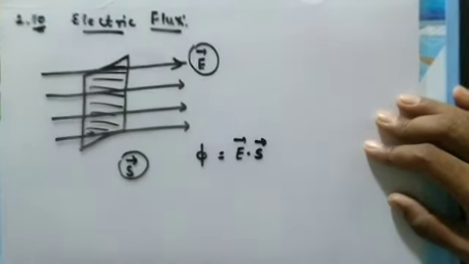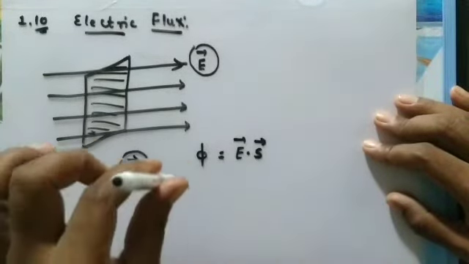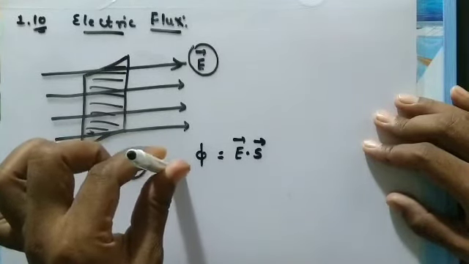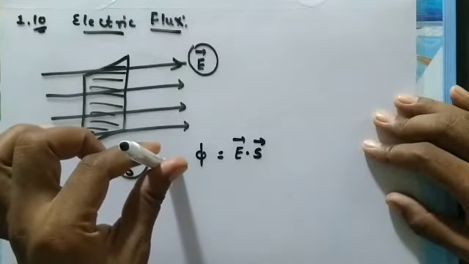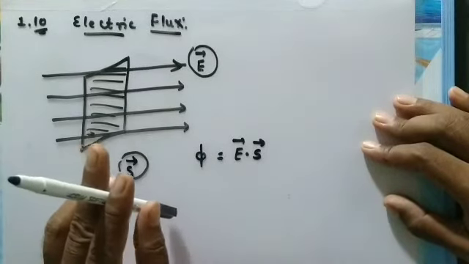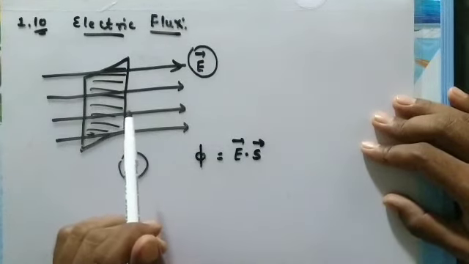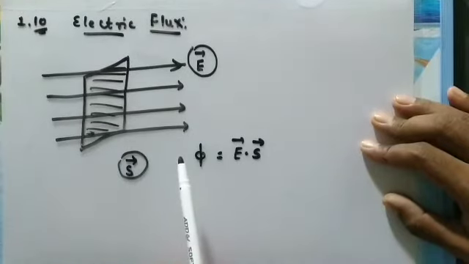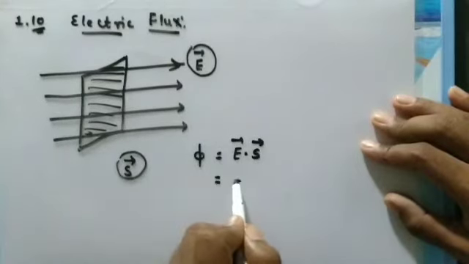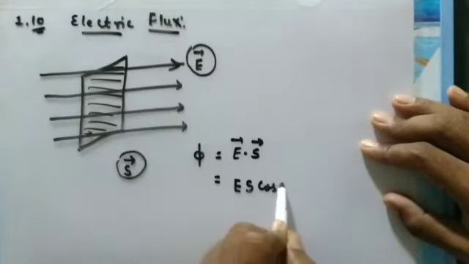Suppose you consider the surface of this page, then the area vector of this surface is perpendicular. But if I rotate this surface, then the angle will change, and if the angle changes, then the flux also changes, and that's why it is a dot product. And we know that if we remove the dot product, then it will be E S cos theta.